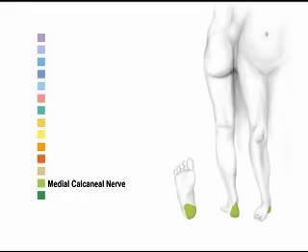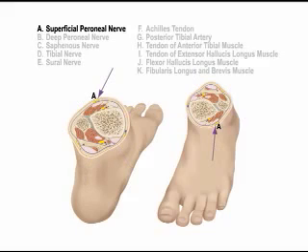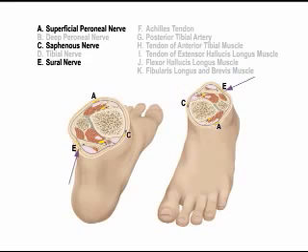tibial nerve. From this image, it can be seen that there are 3 nerves that are superficial to the fascia, which is represented by a purple line in this image and is indicated by the arrows. These nerves are A, the superficial peroneal nerve, C, the saphenous, and E, the sural nerves. Note that the names of all 3 of these nerves start with the letter S.